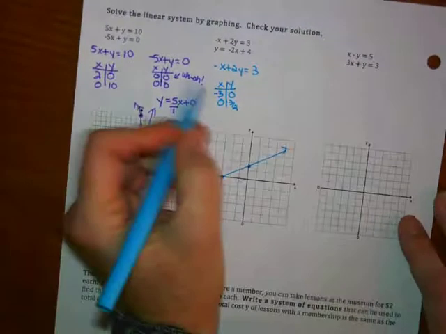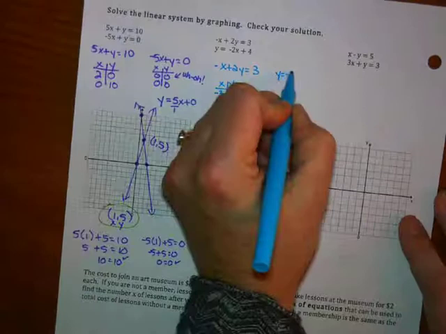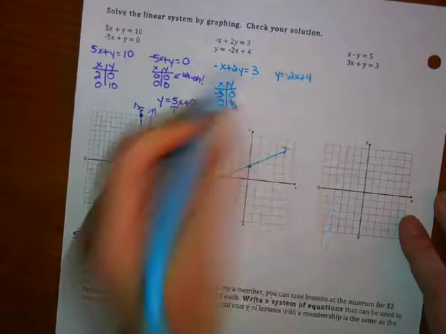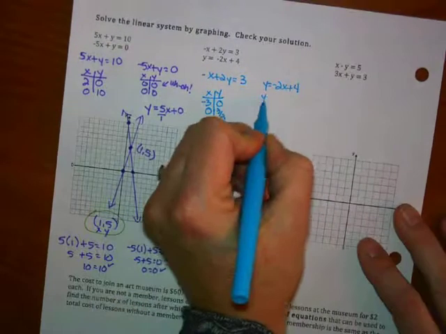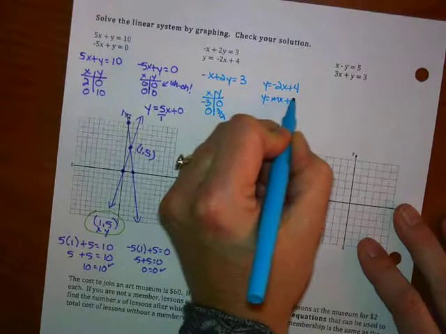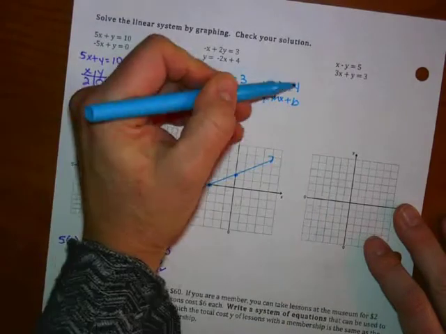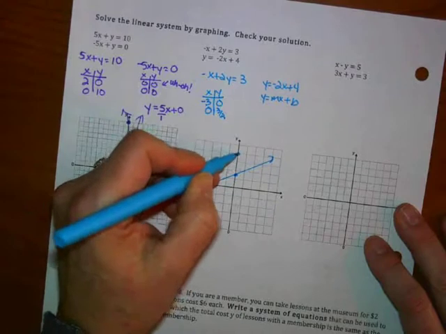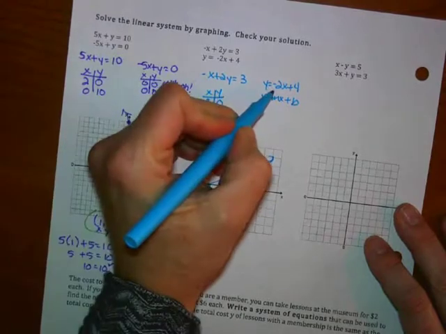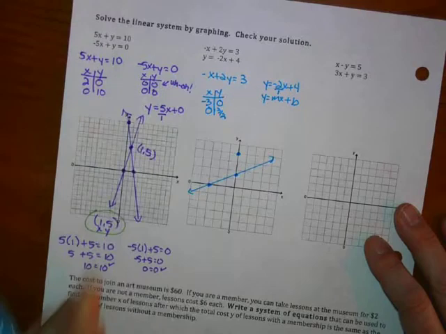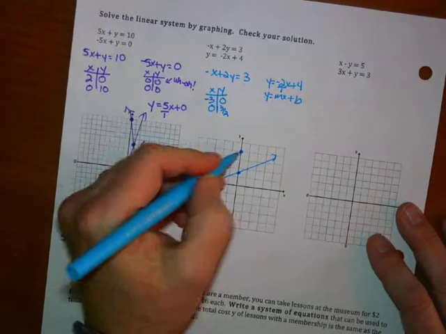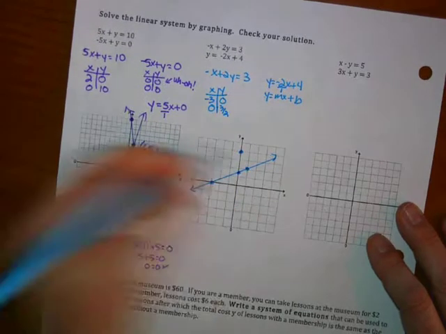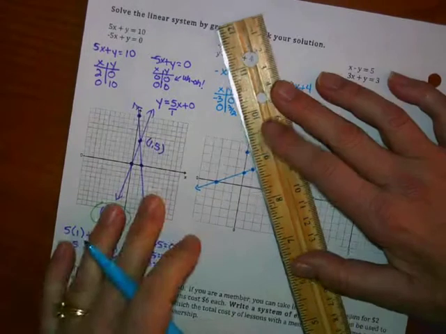All right, now my other equation happens to be in slope-intercept form, y equals mx plus b. So this is my intercept, so I'm going to start at 4: 1, 2, 3, 4. My slope is negative 2 over 1, so I go down 2 over 1, and I can go ahead and connect those.